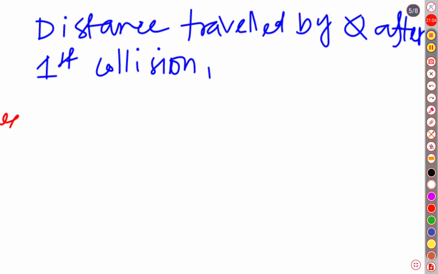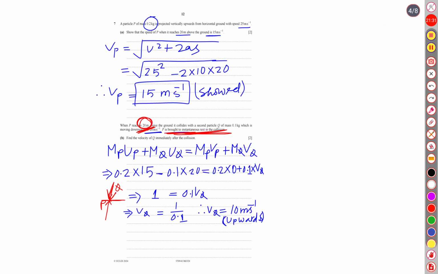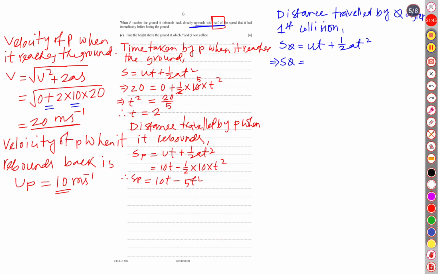Okay, so after the collision, the same concept we are going to apply, that is displacement sQ is equal to ut plus half at squared. Now sQ is equal to the initial velocity u. Let us go back to solution number B. Look at this, here we have obtained the initial velocity of Q after the collision. After the collision, it was 10 meters per second. So we are going to apply just this information. Let this be written.